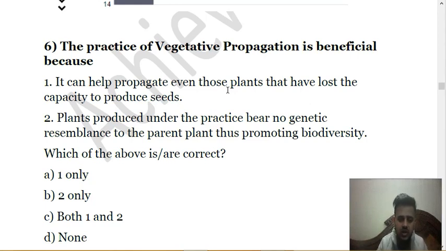Also, the second statement is wrong, because the plants obtained from vegetative propagation, in actual practice, bear a close genetic resemblance to the parent plant.